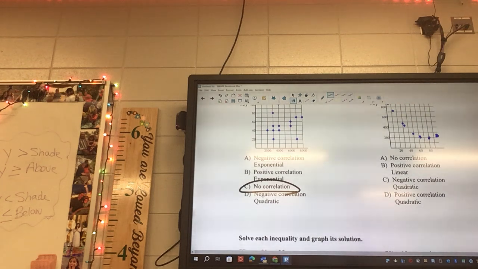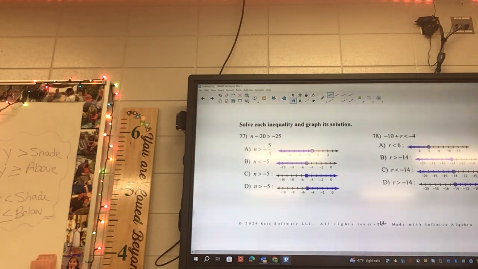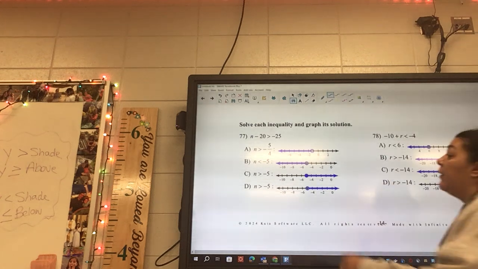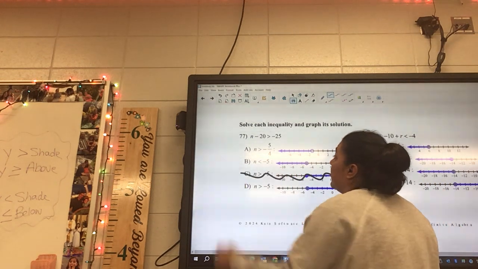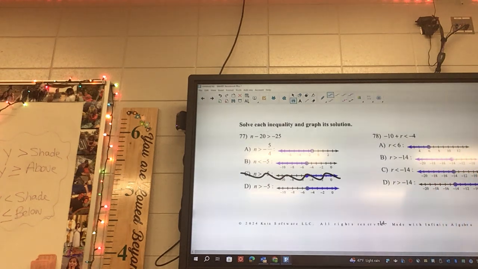Okay, 77. The easiest way to do these, for starters, should that dot be open or closed? Should be an open dot, so what can we eliminate? Okay, we can eliminate C because that is a closed dot and we know we should have an open dot for sure. At that point, you could kind of guess. You would have to flip it so it'd be going to the right.